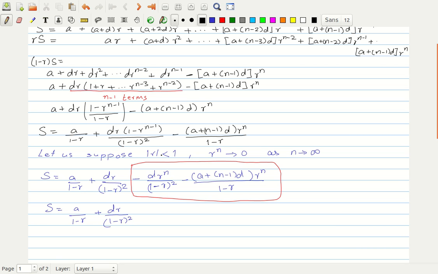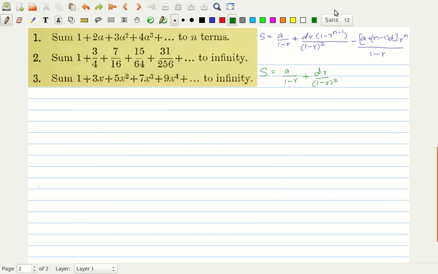Now, using this formula, we will solve some problems. Okay, so let us look at the first three problems of chapter 5b of Hall and Knight higher algebra. I have already written the formulas that we derived earlier for the sum of n terms, and this green formula is the sum of the infinite series if the absolute value of r is less than 1. Okay. Now let us look at problem number 1.